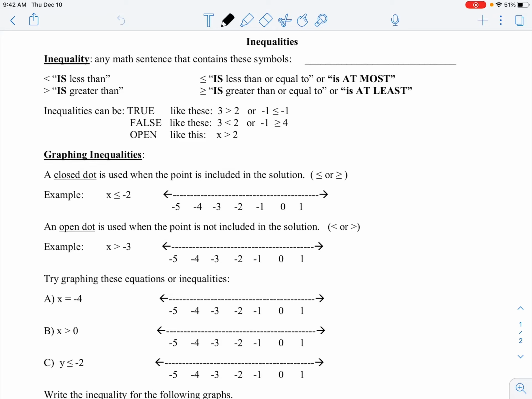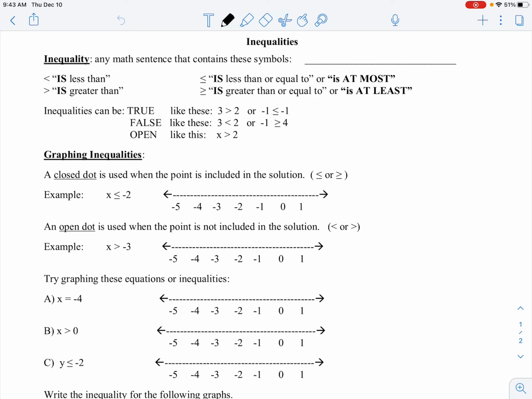Today we're going to be talking about inequalities. So this is the beginning of Unit 4, 4-1. Inequalities are kind of like equations, but instead of finding just one solution that makes an equation work, an inequality is going to have a bunch of solutions that make it work.